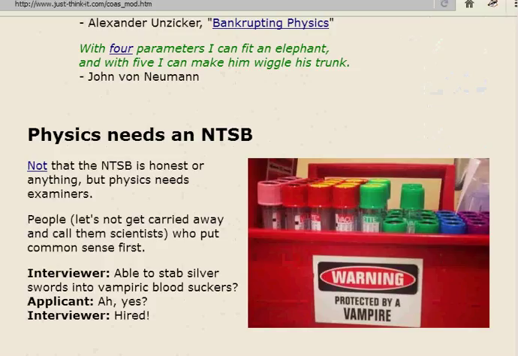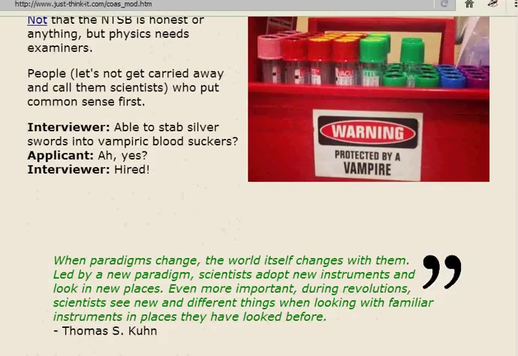Physics needs an NTSB. Not that the NTSB is honest or anything, but physics needs examiners. People, let's not get carried away and call them scientists, who put common sense first. Interviewer: Are you able to stab silver swords into vampiric bloodsuckers? Applicant: Yes? Interviewer: Hired! When paradigms change, the world itself changes with them.